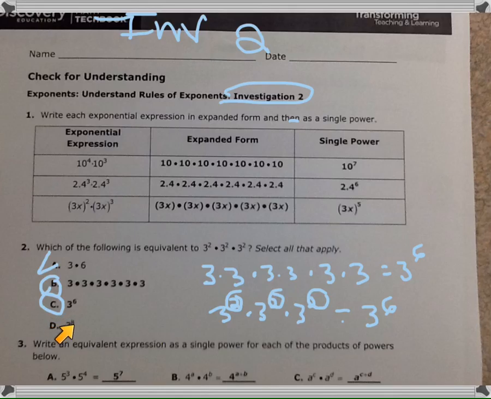D is incorrect. I'm not entirely sure. Oh, I see how they got it. They multiplied 2 times 2 times 2, but just because this is a multiplication sign doesn't mean you had to multiply these. You still add the exponents.